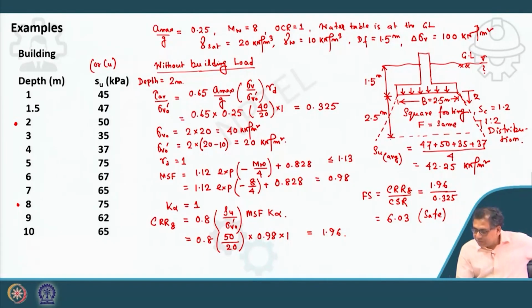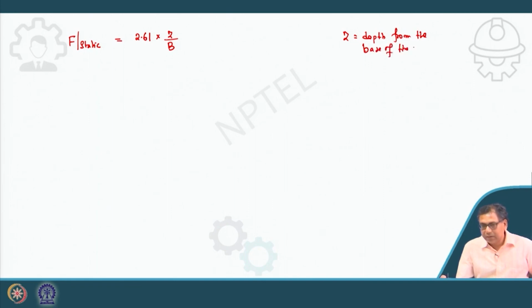Because you can see up to the influence zone, the factor of safety F is the same, that is 2.61 that we have taken, up to the influence zone. So here up to 4 meter, but here it will change. How will it change? The factor of safety is 2.61 into Z by B, where Z is equal to the depth from the base of the foundation.